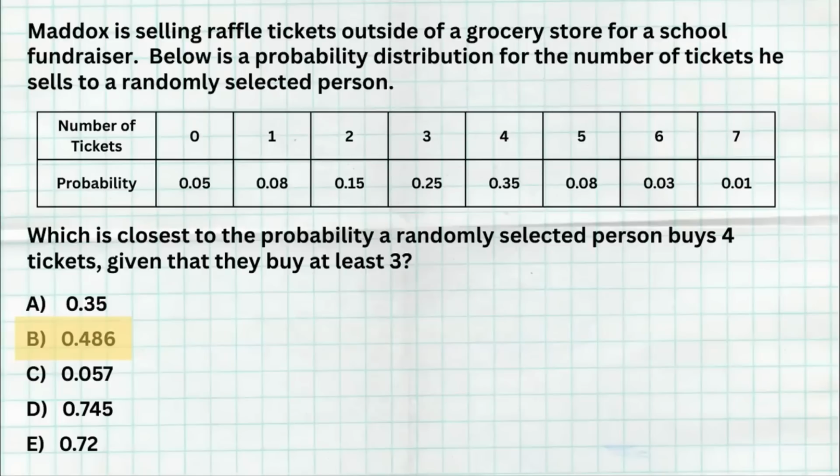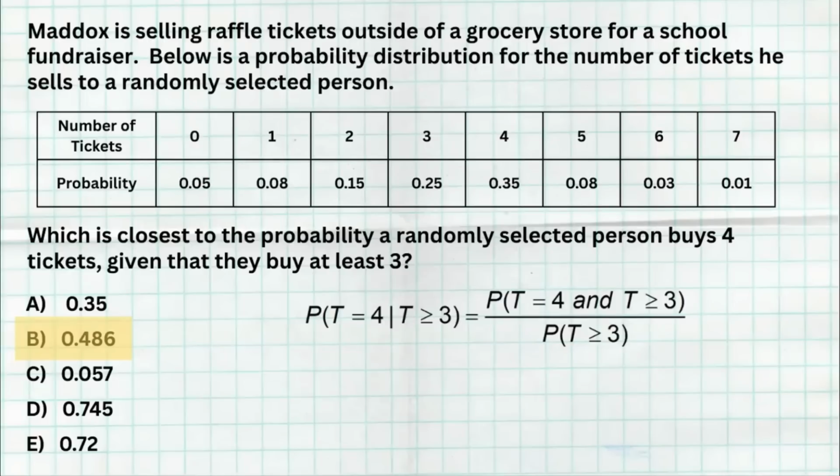So first, what is it asking? It's asking to find the probability that a randomly selected person buys 4 tickets, but there's a condition, given that they buy at least 3. So first, let's make sure we can write that out. The probability they're asking for is that the number of tickets is equal to 4, but there's a condition, and that's what this line is for, right? We use this line right here for conditional probability. And after that line is the condition that the person must buy at least 3, which means 3 or more. So t is greater than or equal to 3.